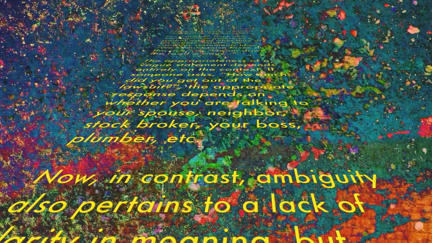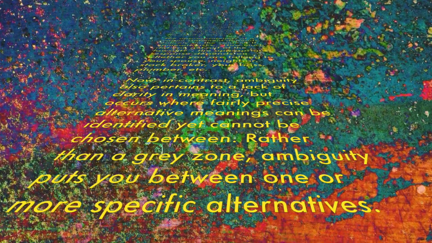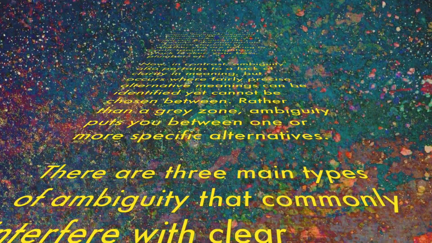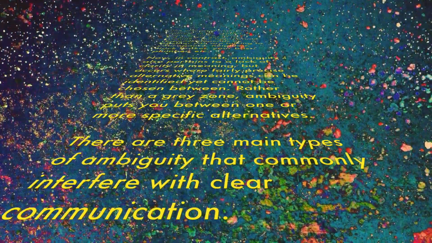Now, in contrast, ambiguity also pertains to a lack of clarity in meaning, but occurs where fairly precise alternative meanings can be identified yet cannot be chosen between. Rather than a gray zone, ambiguity puts you between one or more specific alternatives. There are three main types of ambiguity that commonly interfere with clear communication.